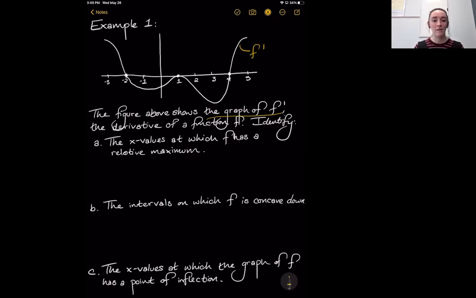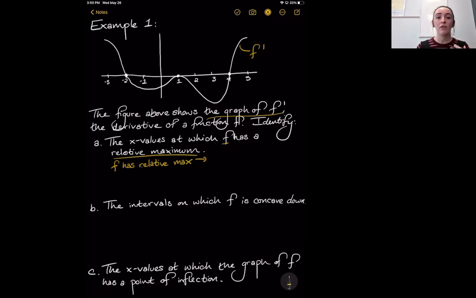First, we want to identify the x values at which f has a relative maximum. Now, the way that I like to approach this type of problem is I like to write a little translation statement that takes what the question is asking for and translates it into information that I could find on this graph of f prime. So if I want to know the x values where f has a relative maximum, what would I look for in terms of its derivative?